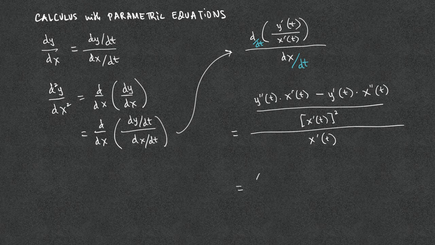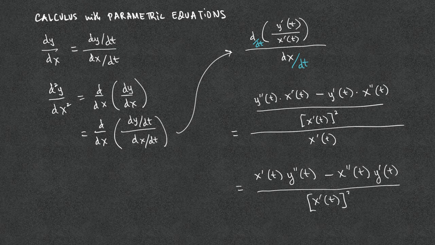Simplifying this, we have x prime of t times y double prime of t minus x double prime of t times y prime of t, over x prime of t cubed, where x prime of t is the derivative of x with respect to t, y prime of t is the derivative of y with respect to t, x double prime of t is the second derivative of x with respect to t, and y double prime of t is the second derivative of y with respect to t, where x and y are given in the form of parametric equations in terms of t.